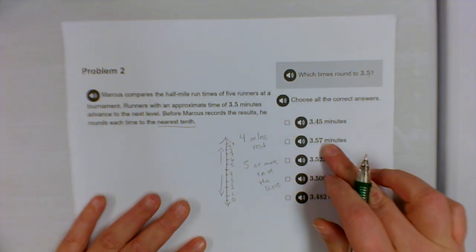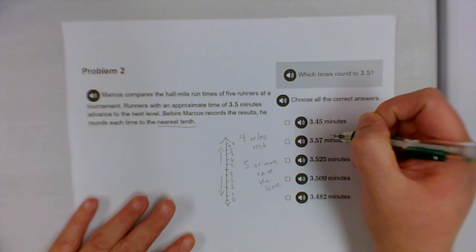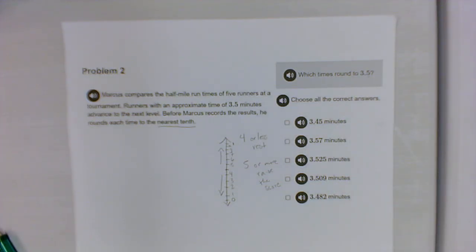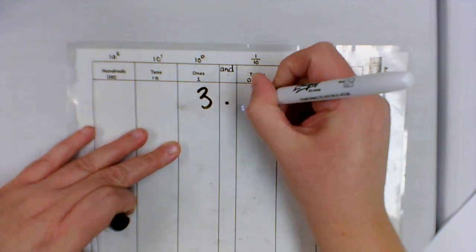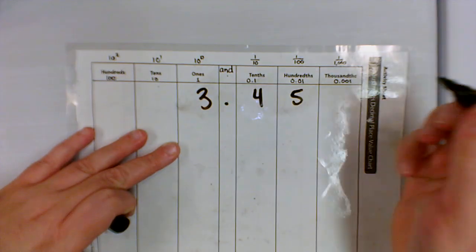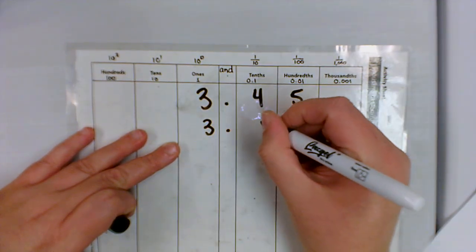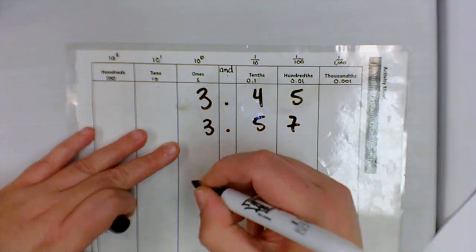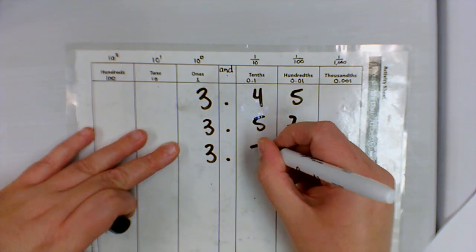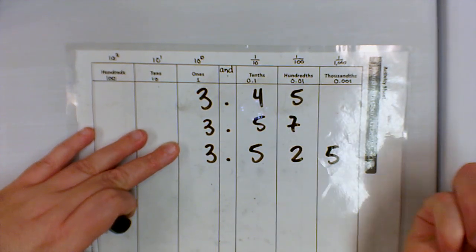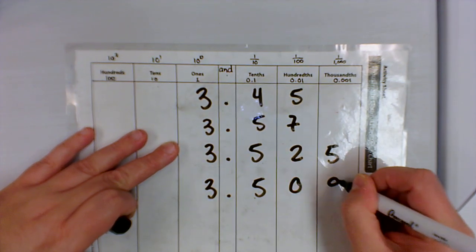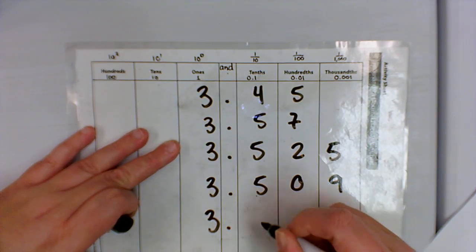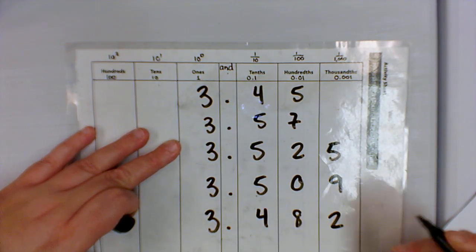So what I'm going to do, I'm going to plug all these numbers into our place value chart, just that way I make sure that they're lined up. So I'm going to grab 5th grader's best friend, place value chart. And the first number that we have is 3 and 45 hundredths. The next one is 3 and 57 hundredths. Next one we have is 3 and 525 thousandths. Then we have 3 and 509 thousandths. And our last one's going to be 3 and 482 thousandths.